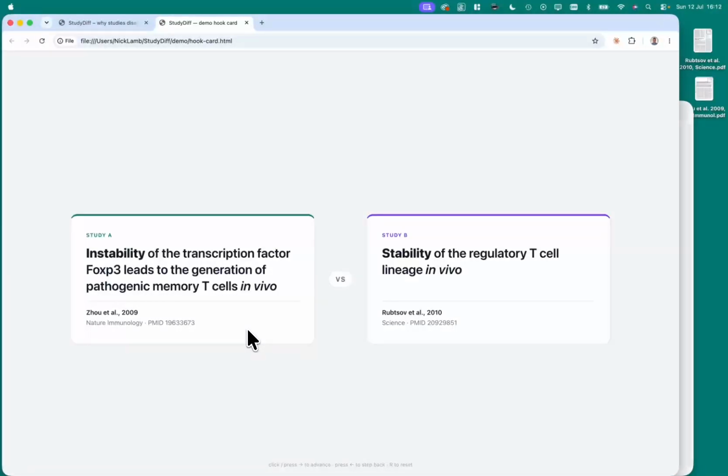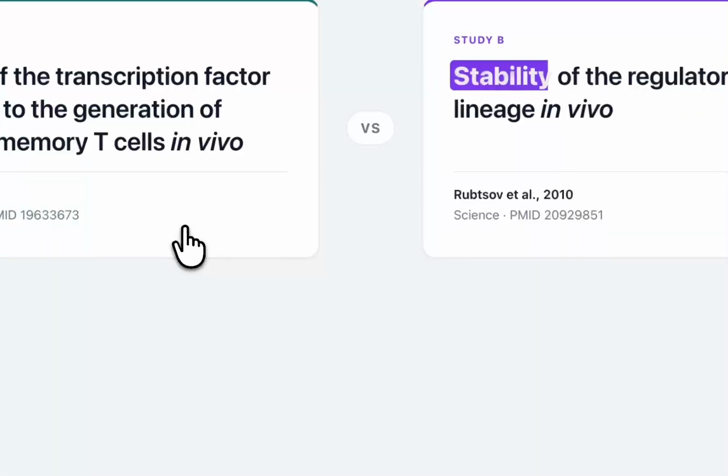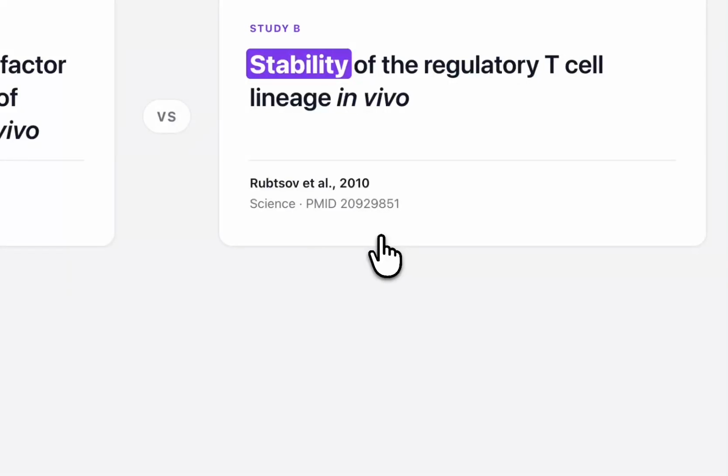You're a bench scientist planning an experiment. You find two papers from leading labs. They ask the same question about regulatory T cells, but reach opposite conclusions. One says the Treg lineage is unstable, while the other says it's stable.